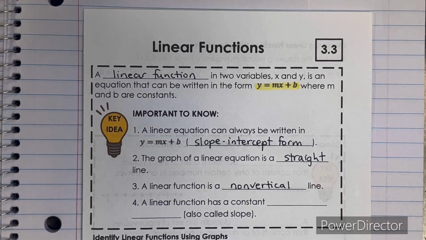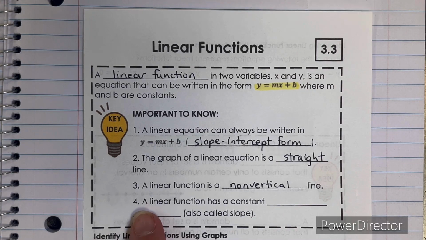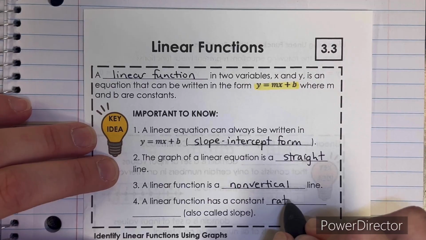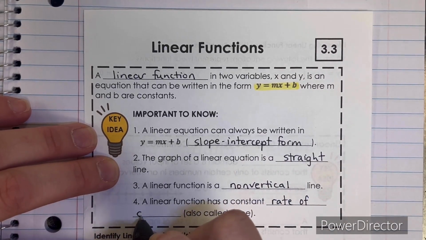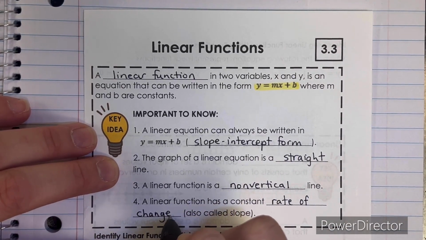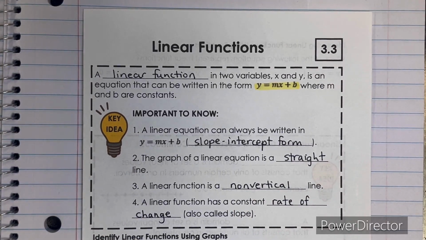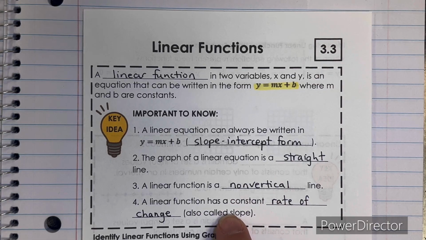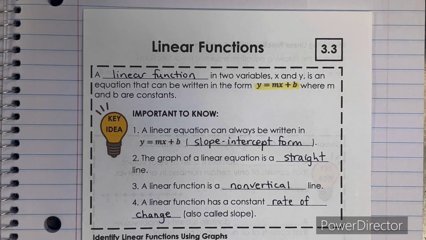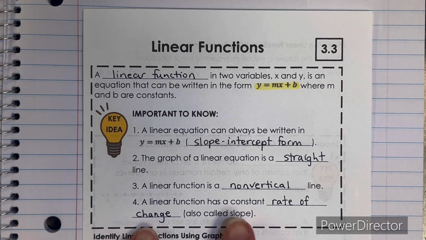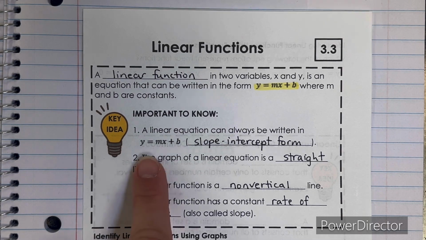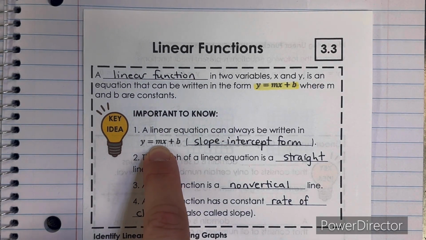All right, and the last one, that final one, it says a linear function has a constant rate of change. A linear function has a constant rate of change. This is also called slope. And a lot of middle school teachers have this lovely little bulletin board where they have rate of change and slope on that board talking about the m. That's going to be the m variable that you've got in your slope-intercept form.